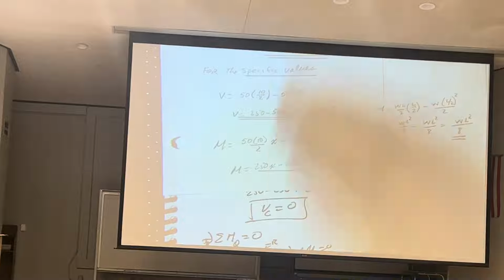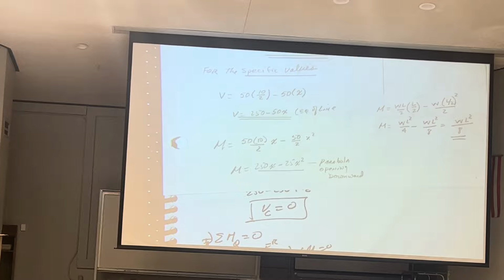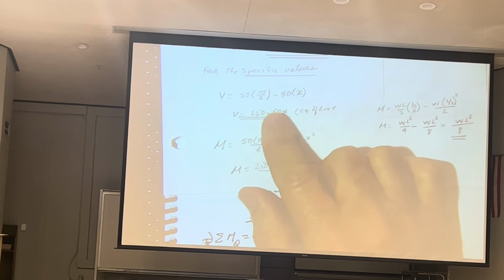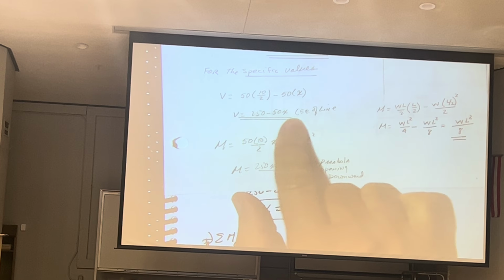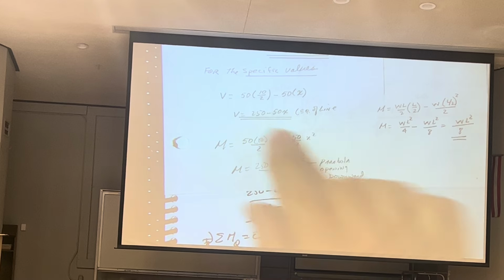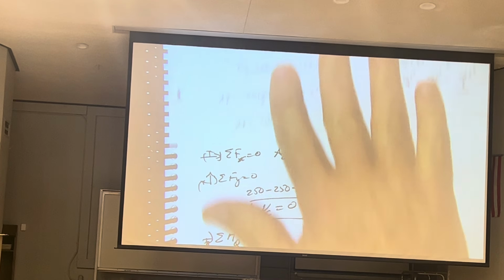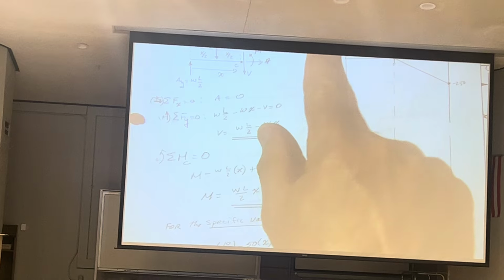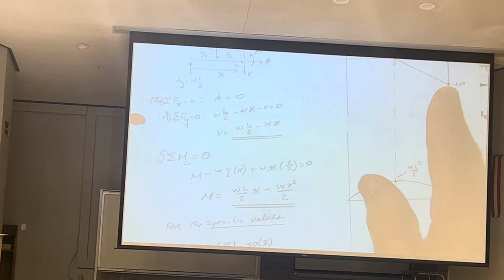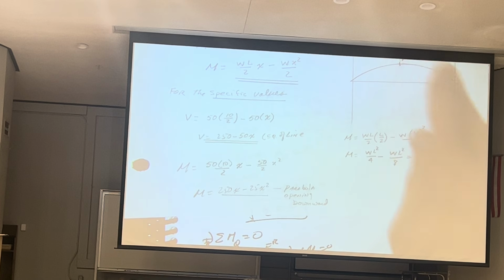If you look, I'm putting in the specific data, which is W is 50, L is 10, etc. There's my shear, that's the equation of a line, and there's my parabola. And if I draw these up, notice, there's my shear, there's my parabola.